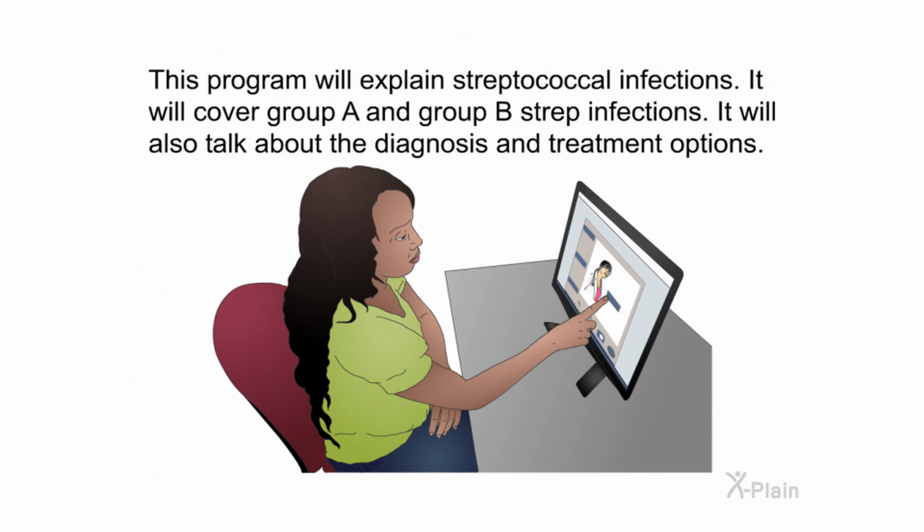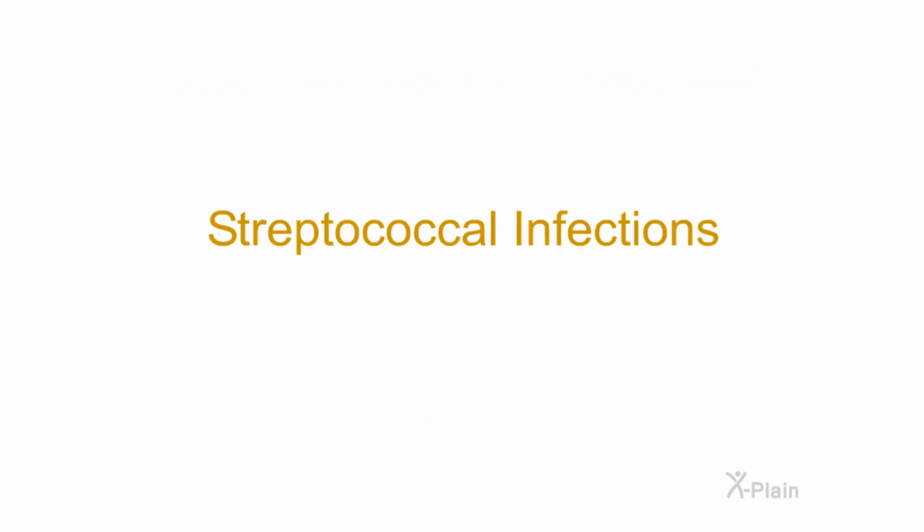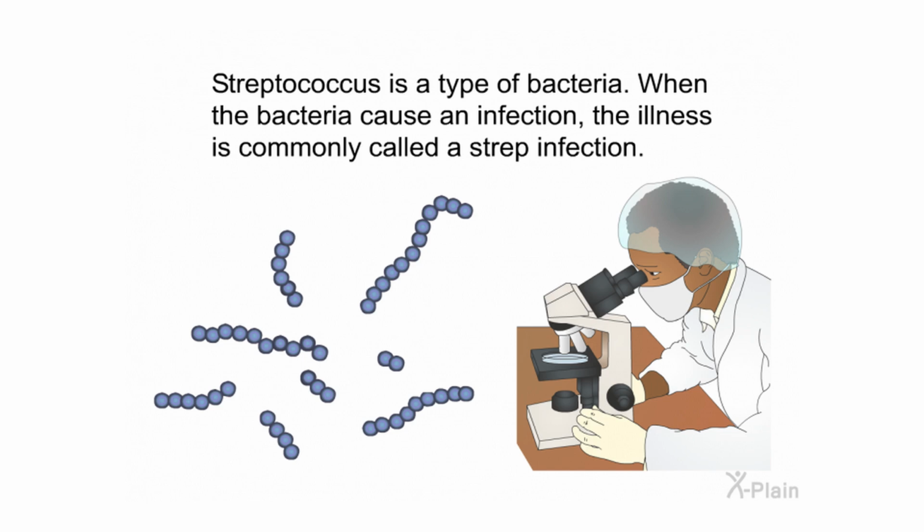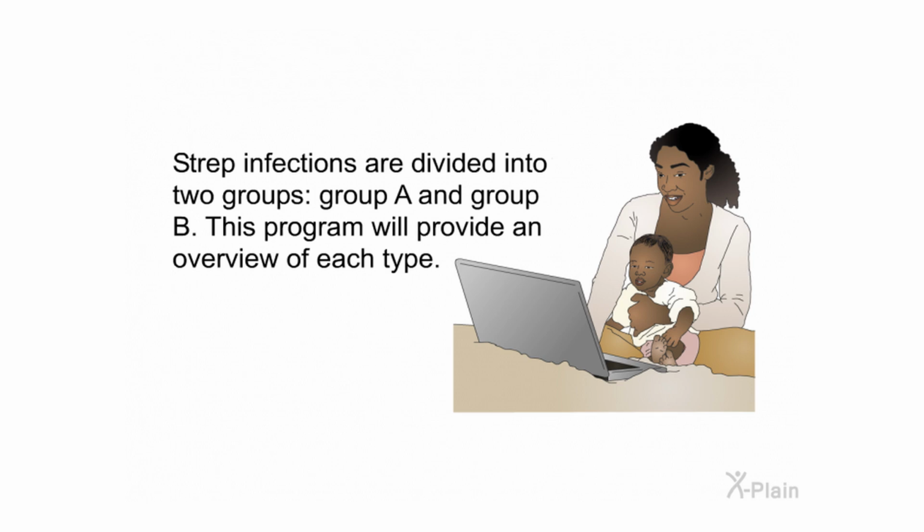This program will explain streptococcal infections. It will cover Group A and Group B Strep infections. It will also talk about the diagnosis and treatment options. Streptococcal infections. Streptococcus is a type of bacteria. When the bacteria cause an infection, the illness is commonly called a strep infection. Strep infections are divided into two groups, Group A and Group B. This program will provide an overview of each type.